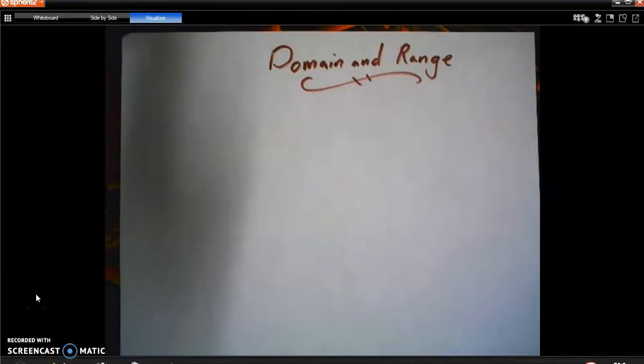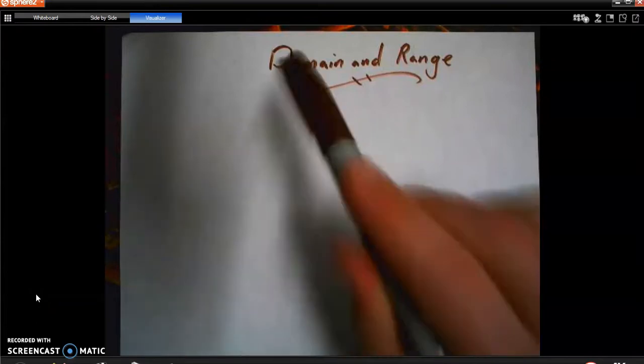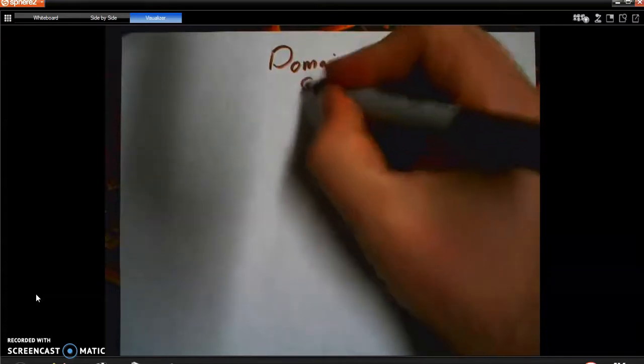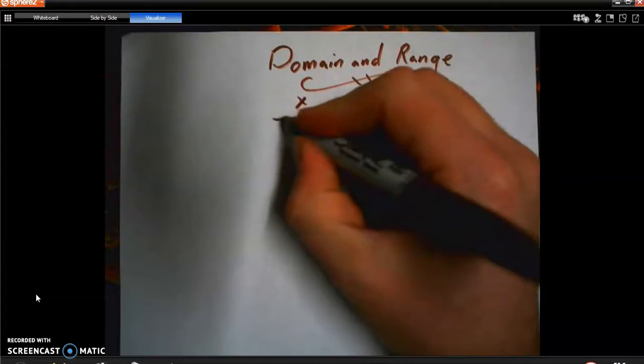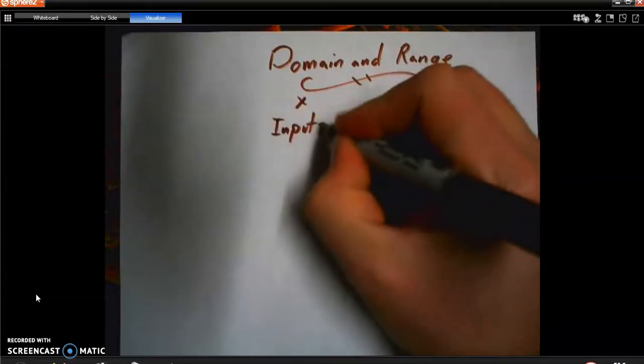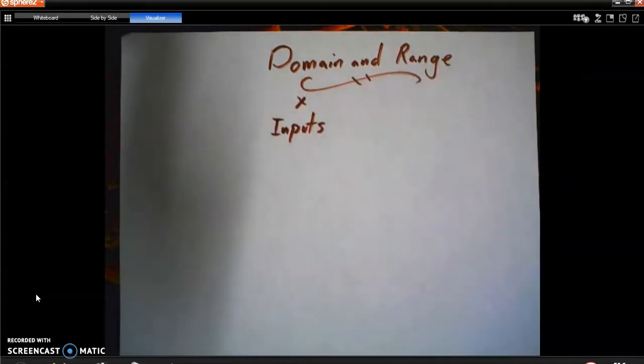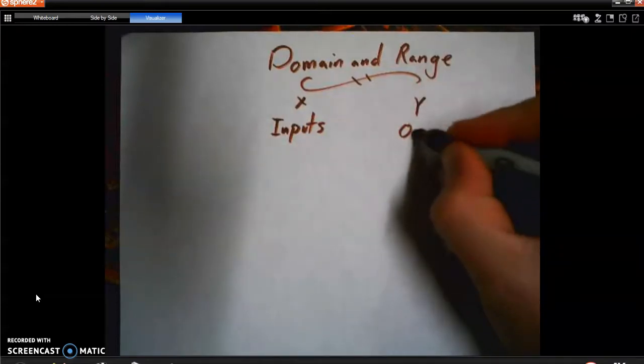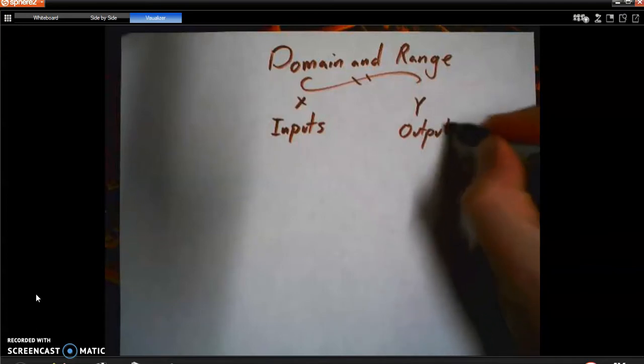So we've been learning about functions, right? Well, part of functions is knowing the domain and range of a function. So that's what we're going to do today. I'm going to teach you guys what the domain and range is of a function. And to make it nice, short, and sweet, the domain is all the x's or the inputs, whatever you put into that function, or the x-axis. And the range is your y's or your outputs, whatever you get out of it.